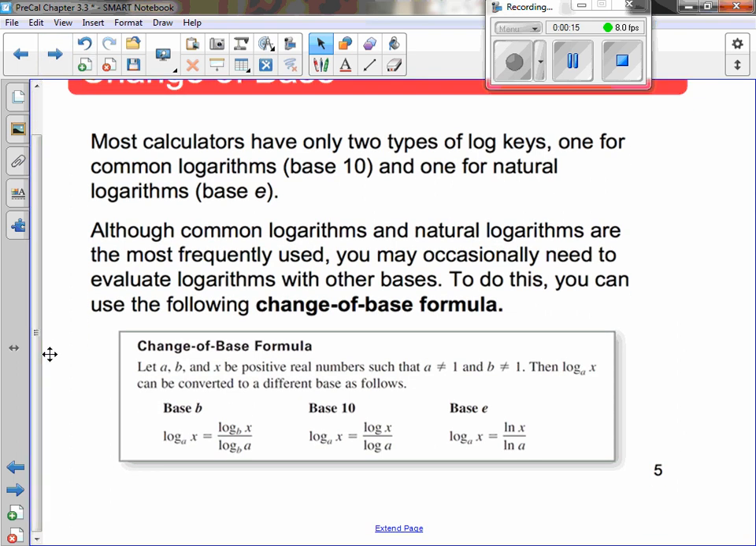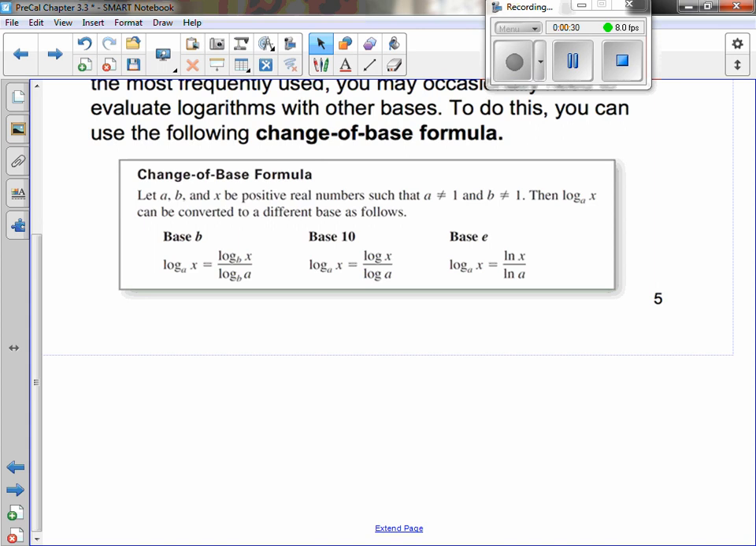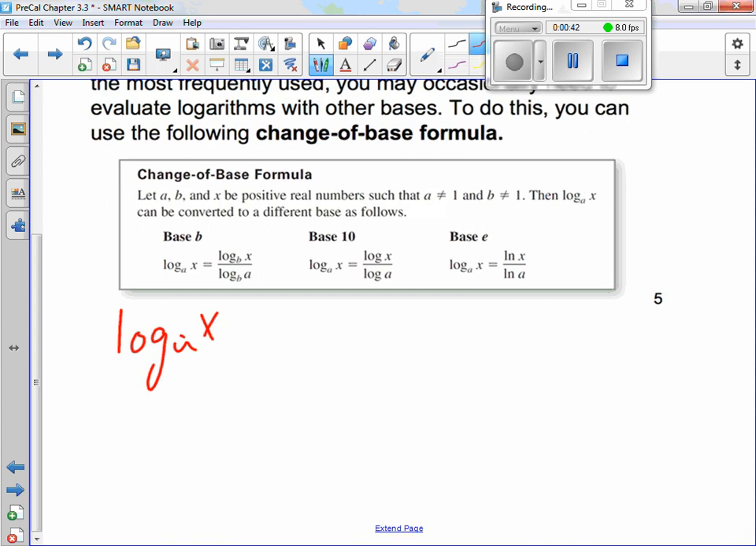Change of base. Yes, I heard this came up on some of the math or the academic team. The change of base is actually very nice. It says that log base a of x is equal to log base b of x over log base b of a. Or really, we can say that log base a of x is equal to log of x over log of a.